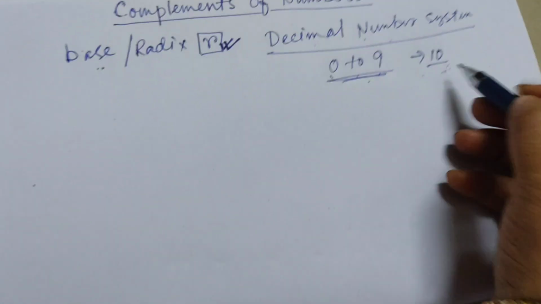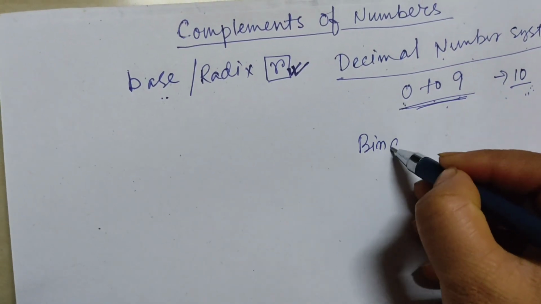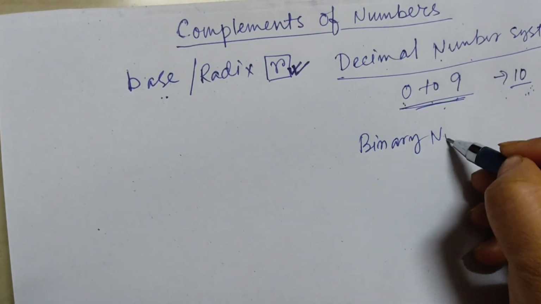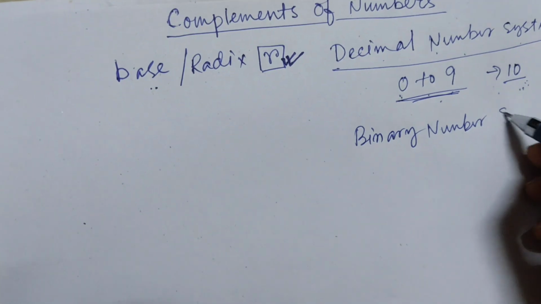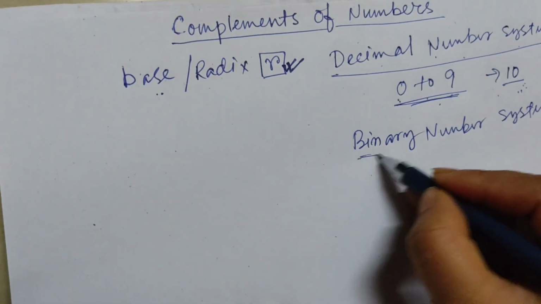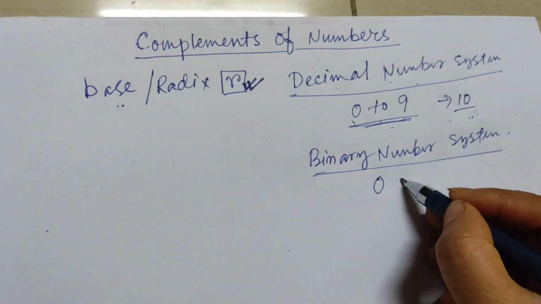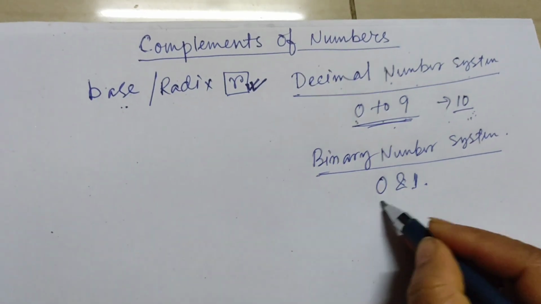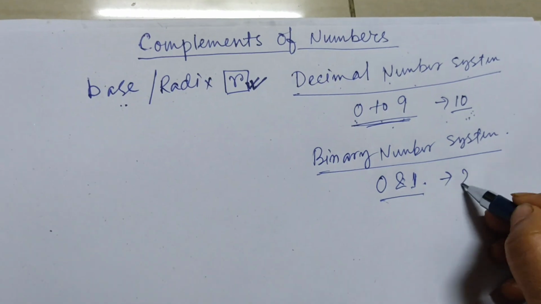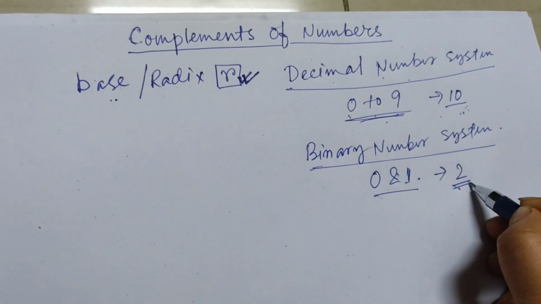Base is 10. In the same way, if we consider the binary number system, in the binary number system there are only two digits, 0 and 1. So here the digits are only 2. So for the binary number system, the radix or base is 2.